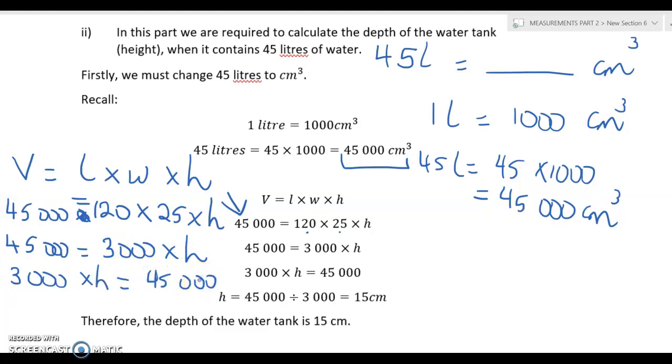I know it's a little bit jumbled up here, but it's right here in the notes as well, right? So then the height will be equal to 45,000. Opposite to multiply by 3,000 will be division by 3,000. So our height is 15 cm, right? Height or the depth, right? Now, it sounds hard, but it's not as hard as you think it is.